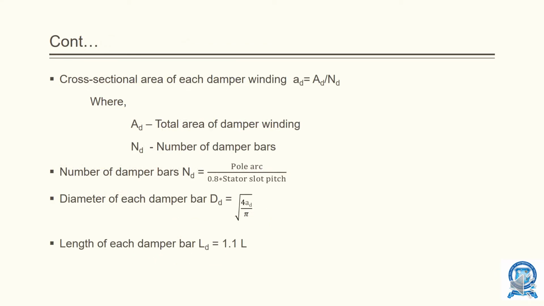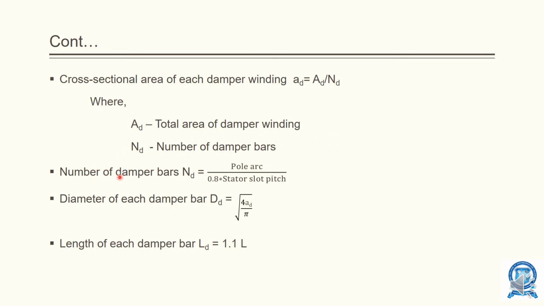So the next step, you need to calculate the cross-sectional area of each damper bar, which is represented by small ad and which is equal to capital AD divided by ND, where capital AD represents the total area of damper winding and ND represents the number of damper bars. So in order to calculate this, you need the number of damper bars. Let us see how to calculate the number of damper bars.